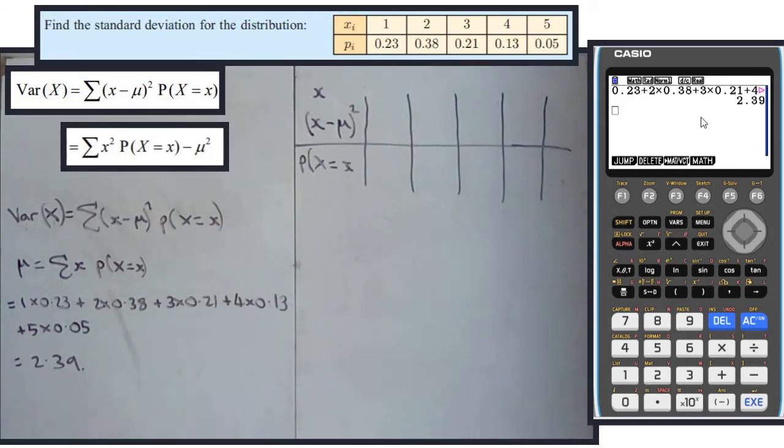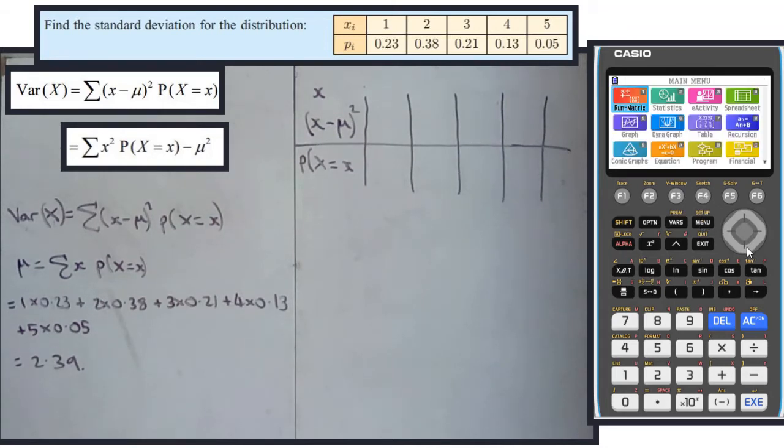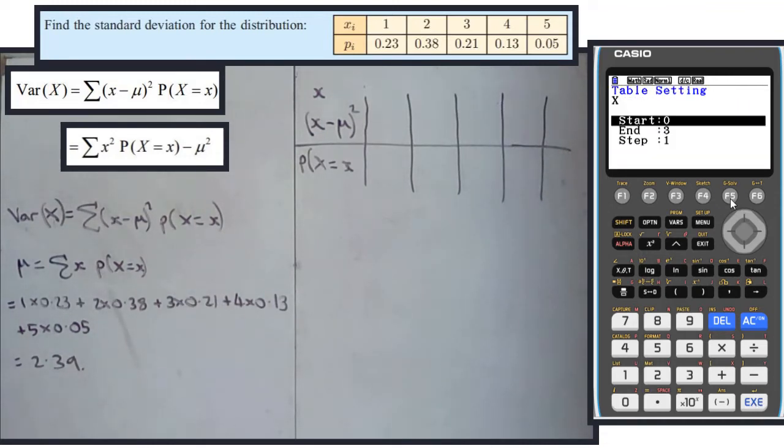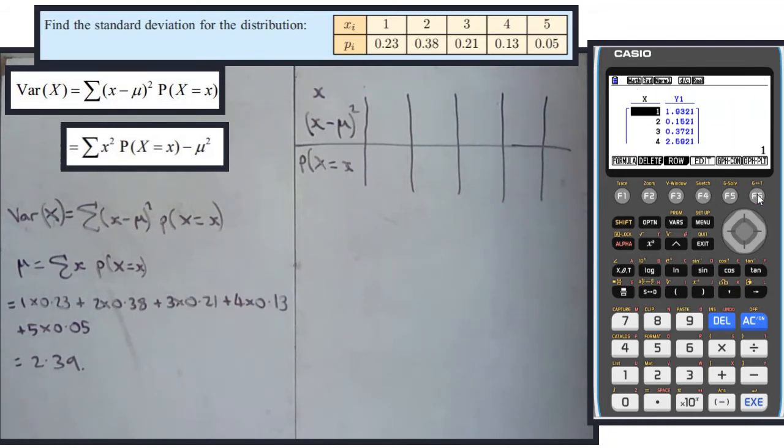So what I mean by that is, we know the mean's 2.39. So if I go to menu and table mode, number 7, I need to do x minus mu, 2.39, and then I'm going to square it. Like that, I'm going to set my table. My x's go from 1 to 5 in steps of 1, and I just look at the table, which saved me a lot of time, although they might not quite fit.